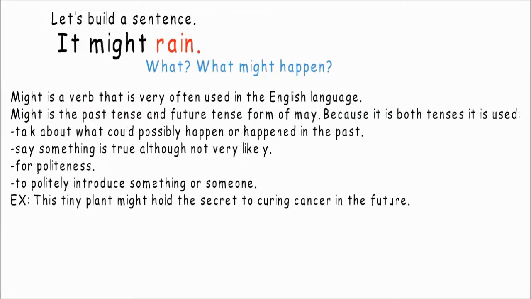Might is a verb that is very often used in the English language. Might is the past tense and future tense form of may. Because it is both tenses, it is used to talk about what could possibly happen or happened in the past, to say something is true, although not very likely, and for politeness, to politely introduce something or someone. An example: this tiny plant might hold the secret to curing cancer in the future.